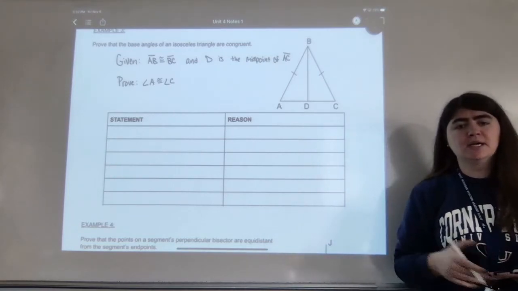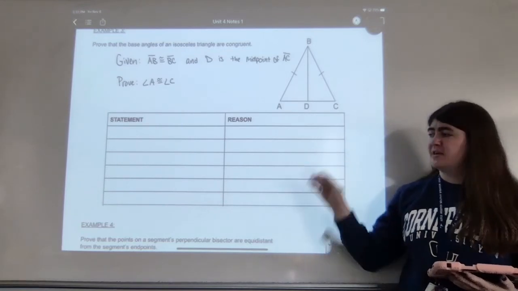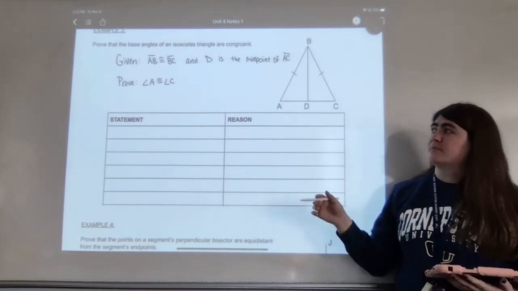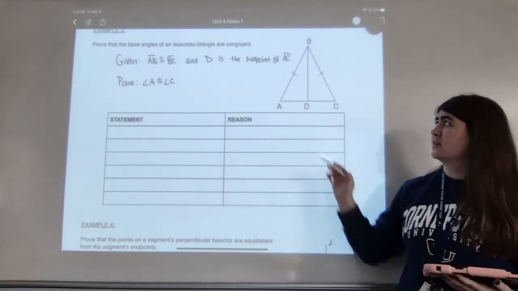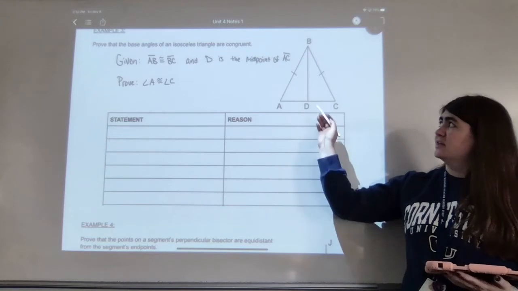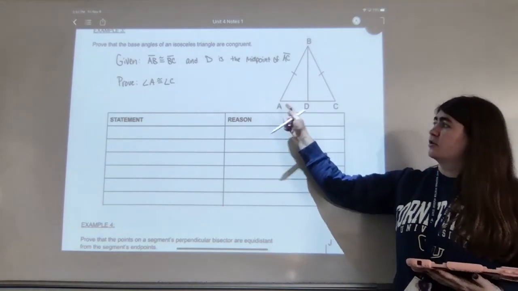are congruent. So you probably already noticed I added a couple things here. Both of these examples are going to have some pieces you need to write in real quick. First, we have given that AB is congruent to BC and D is the midpoint of AC. Prove that angle A is congruent to angle C.